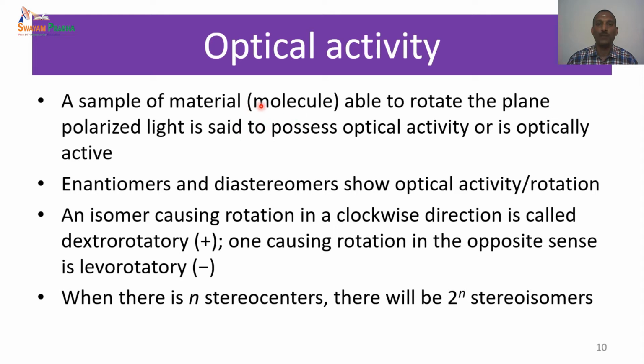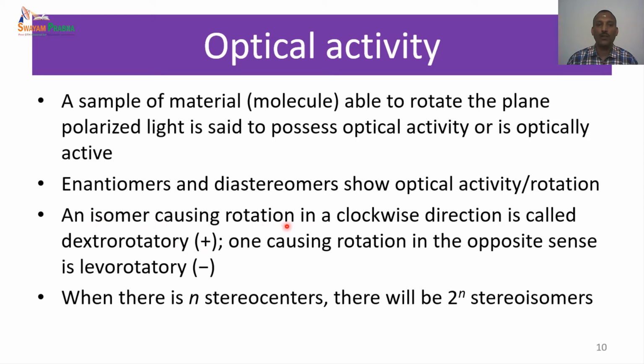So this is the basic fundamental thing. You take any substance or a molecule, you dissolve it in a solvent and pass plane polarized light through the substance, and if it rotates the plane polarized light, then we say the molecule or the compound is optically active. And the other two terms which we will be encountering later are enantiomers and diastereomers. They both show optical activity or optical rotation.